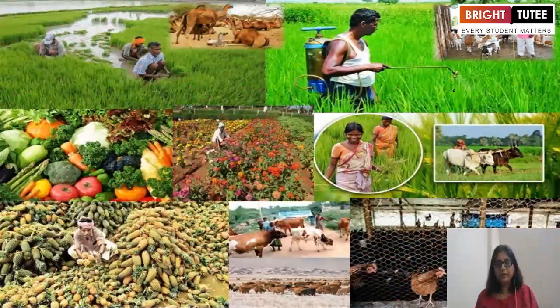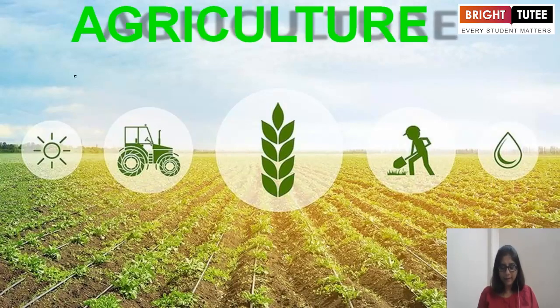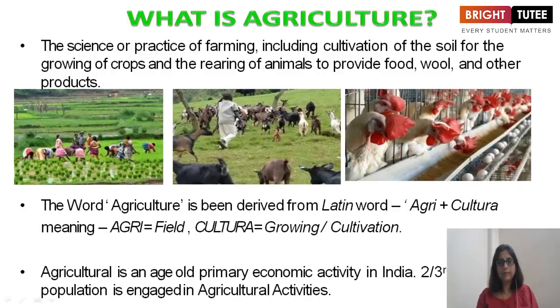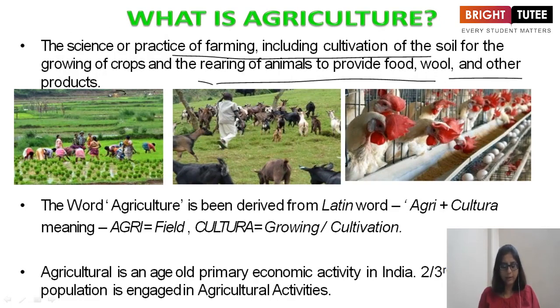Hello students, today we will start the new chapter of Geography class 8, that is agriculture. Now let's see what is agriculture. The science or practice of farming, including cultivation of the soil for the growing of crops and the rearing of animals to provide food, wool and other products, is called agriculture.